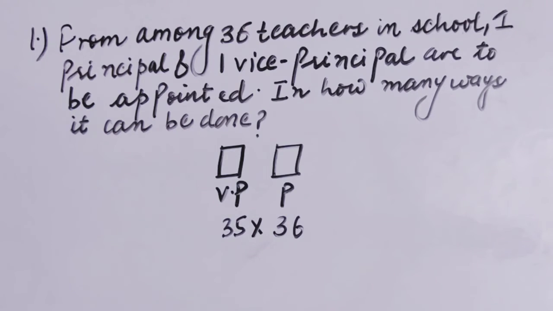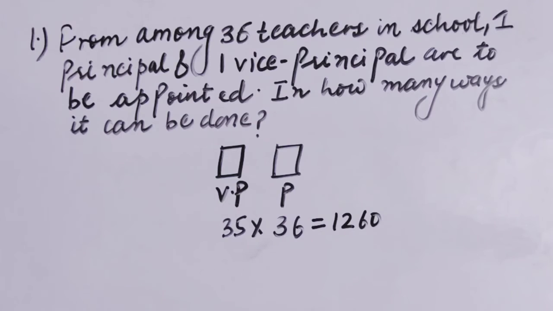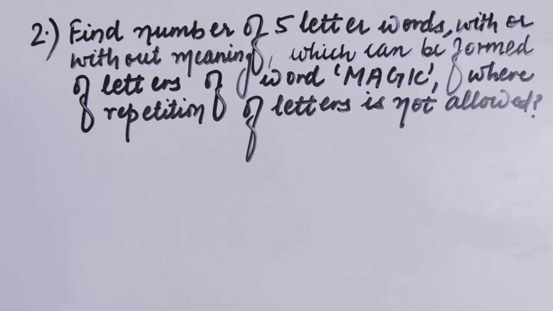So if we are going to appoint the principal and the vice principal, then for the appointment of both, how many possibilities are there? There will be 35 into 36 possibilities, which is equal to 1260 possibilities. Is it fine? See students, what is question number 10?